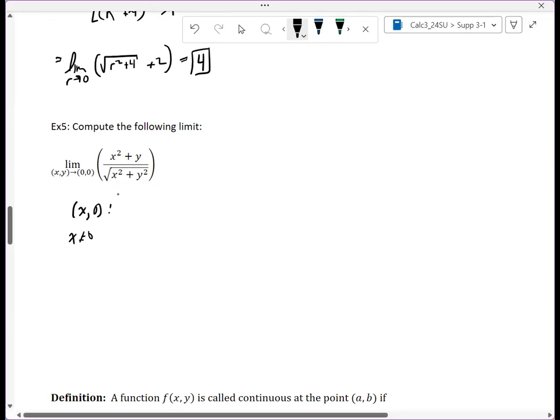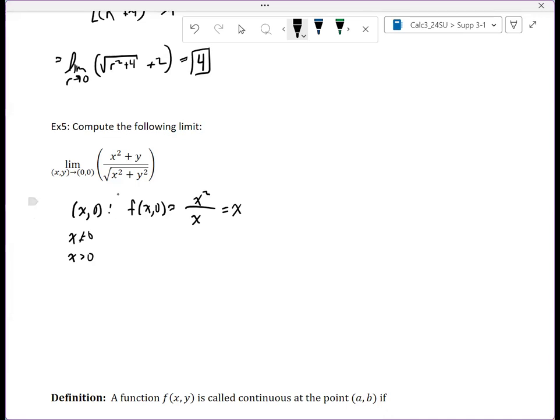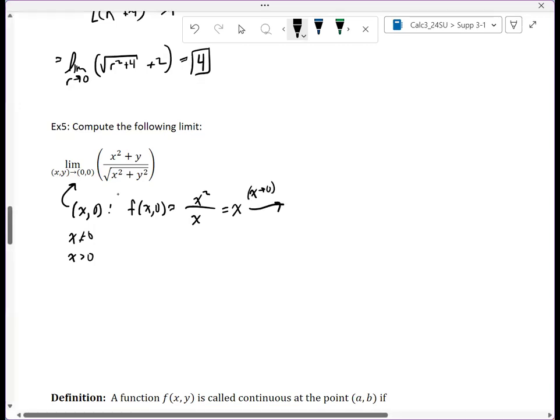So when y is 0, I get f of x comma 0 equals x squared over the square root of x squared. Let's actually take x bigger than 0 just so we can approach just from the positive side. Square root of x squared would be absolute value of x, but this way we don't have to deal with absolute values. And so f of x comma 0 equals x. And then to approach the point 0, 0, we have to let x go to 0. So this, of course, goes to 0.